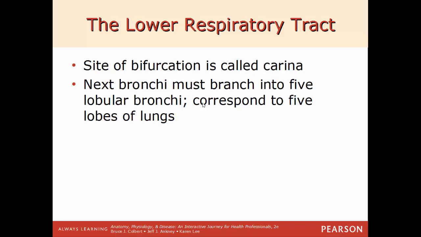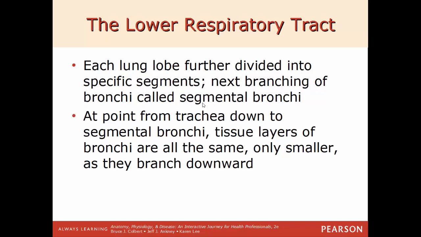Now, the next bronchi branch into 5 lobar bronchi, and these will correspond to the 5 lobes of the lung. The right lung has 3 lobes, and the left lung has 2 lobes. Now, each lung lobe is further divided into specific segments. And the next branching of the bronchi is called segmental bronchi. So going from trachea down to the segmental bronchi, the tissue layers of the bronchi are all the same, just smaller. They get progressively smaller and smaller as you get further down into the bronchial tree.